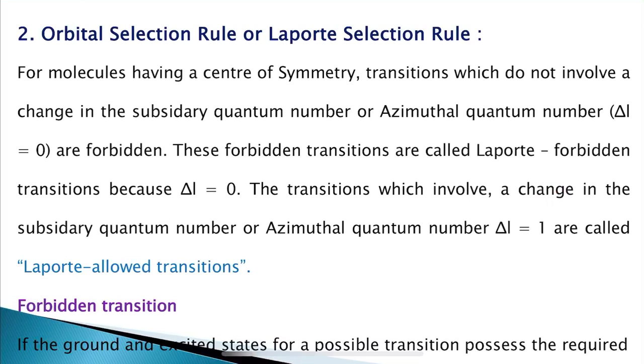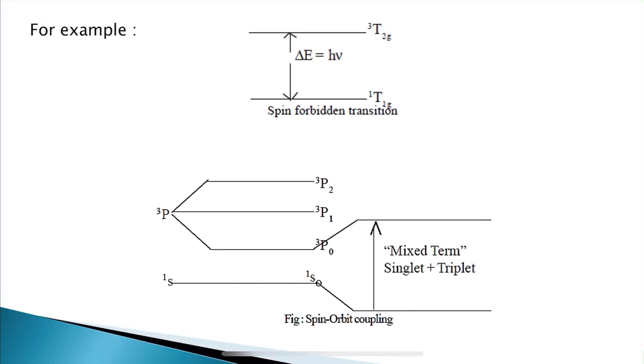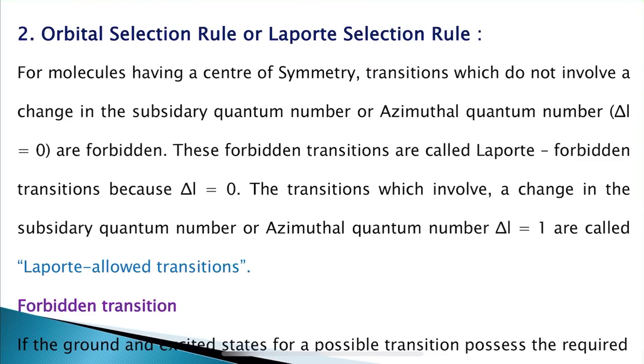The next topic we have to understand: I have already used the term forbidden transition many times. What is meant by a forbidden transition? Let us understand it. If the ground and excited states for a possible transition possess the required characteristics, these are the characteristics: the two rules, the spin selection rule and the orbital selection rule, which we understood just now.